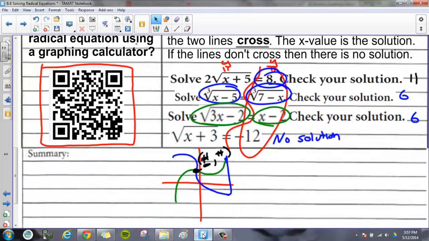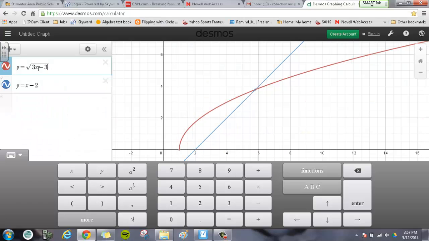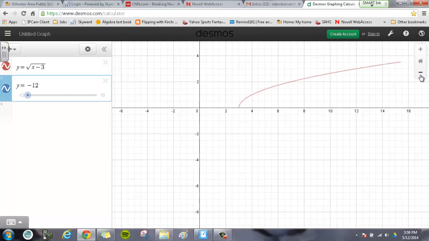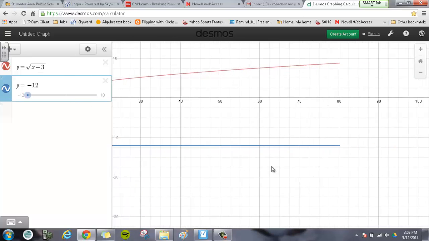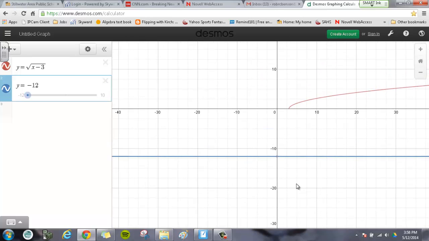And we got one more. Now remember, this last one had no solution. So let's see how this looks. We have the square root of x minus 3, and then this is equal to negative 12. Okay, let's see. Where is it? Oh, there it is. See it? So we got this horizontal line, that's the negative 12, and then we have the square root of x minus 3. These will never cross. And because they never cross, there is no solution to it. Isn't that crazy?